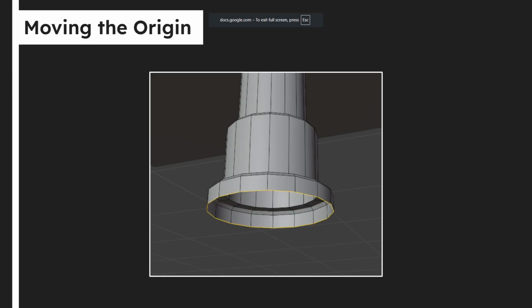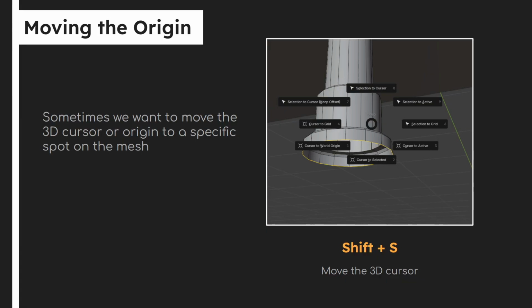But something else we can do with the 3D cursor is move the origin of an object. So if I select the bottom ring here, we can use Shift S. That's the new tool for this, Shift S. We're going to be using it quite a bit. Shift S does a bunch of things, but what we're going to use it for right now is moving the 3D cursor. So again, in a couple minutes, there'll be a chance for you to go over this yourself with an example.